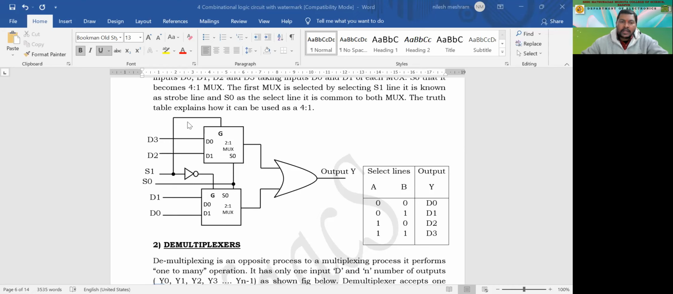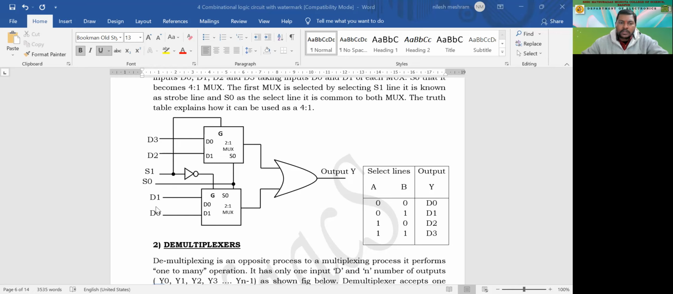Now we can connect the enable terminal, that is G over here, which can be connected in two forms, and we can call it select line one. One is given directly and the other one is inverted and given to the first 2:1 mux. So we can make a 4:1 mux by using 2:1 muxes. This is a very important question, and this is how we can implement different types of multiplexer circuits. The outputs of both the 2:1 muxes can be ORed together and we'll have a single output.